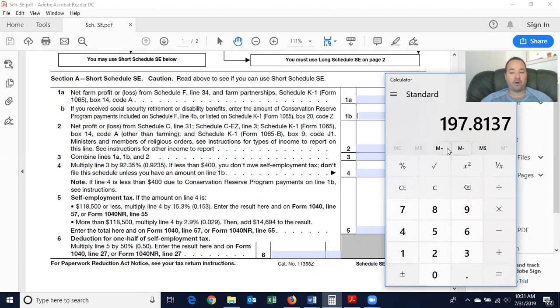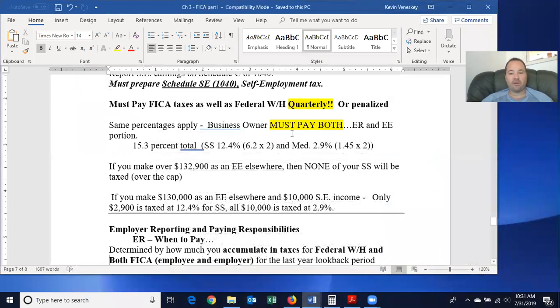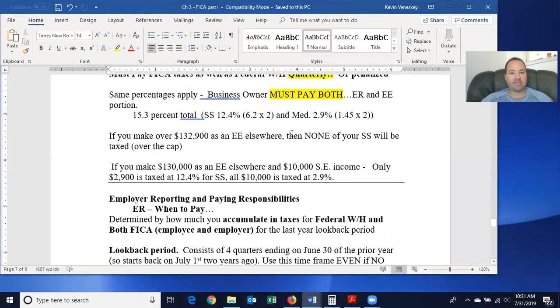and the employer part. And then you think, well, 15.3, where'd they get that? Well, if you go back to 0.062 and then add in the 0.0145, and if you times that by 2 for the employee and the employer parts, that's the 15.3%. All right, so that's a brief overview. I don't want to take too long on that.